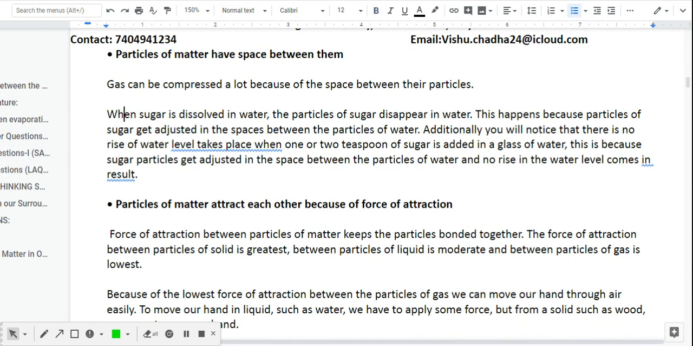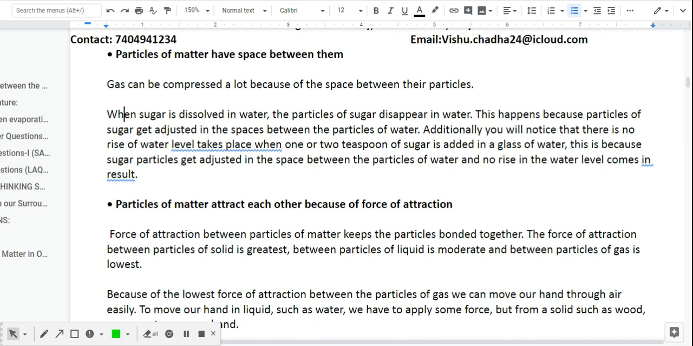When sugar is dissolved in water, the particles of sugar disappear in water, right? This I have told you. Why does it disappear in water? Because it takes the intermolecular spaces which are available to them and they get settled over there only. As you know, water has some spaces between its atoms or molecules. So what happened was sugar molecules have taken those spaces and they get settled over there. That's why we call it dissolved form, right?